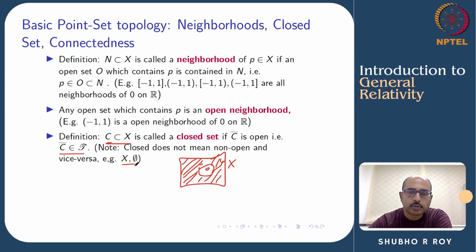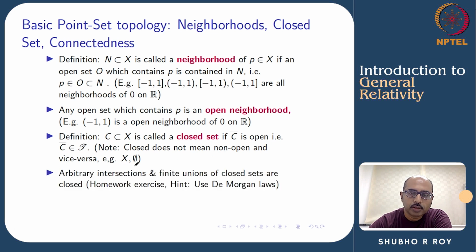Okay, and this will become very, very important in just a second when I go to the next concept. But as homework, I would like you to show that arbitrary intersections of closed sets are also closed, and finite unions of closed sets are closed. These properties are just the mirror image of those of the open sets. In the case of open sets, arbitrary unions are open and finite intersections are open. For closed sets, arbitrary intersections are closed and finite unions are closed.